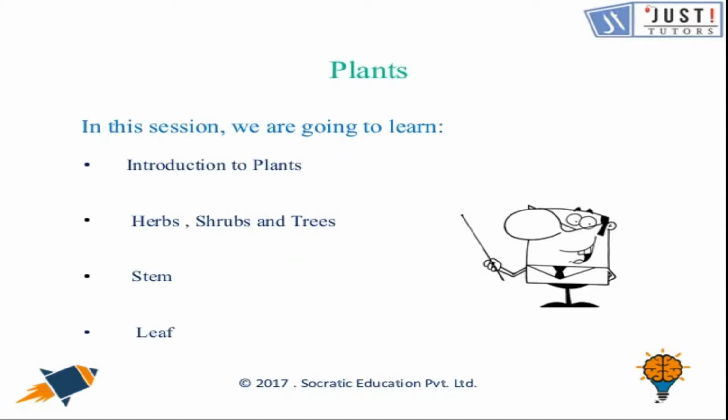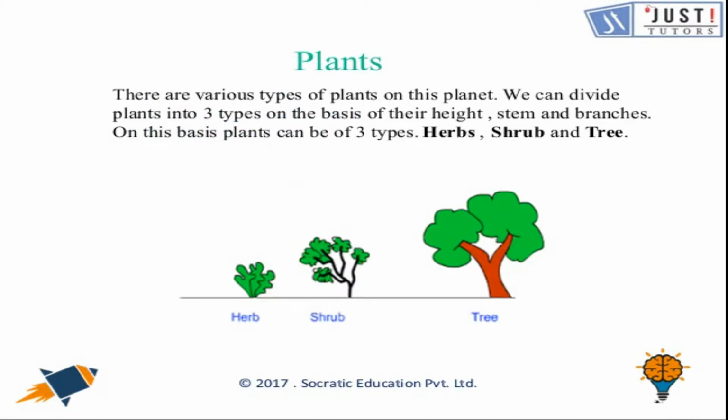So let's move forward here. In this session we are going to learn the first is introduction to plants, second one is herbs, shrubs and trees, third one is stem, and the fourth is leaf. So we'll discuss each of them separately here. Now let's discuss about plants here.